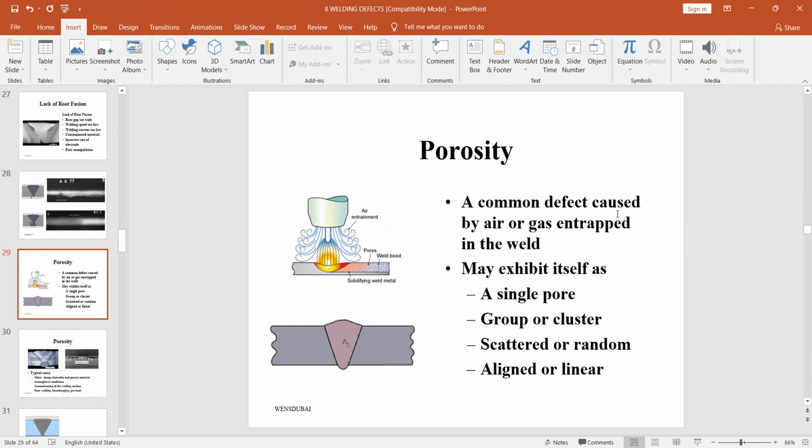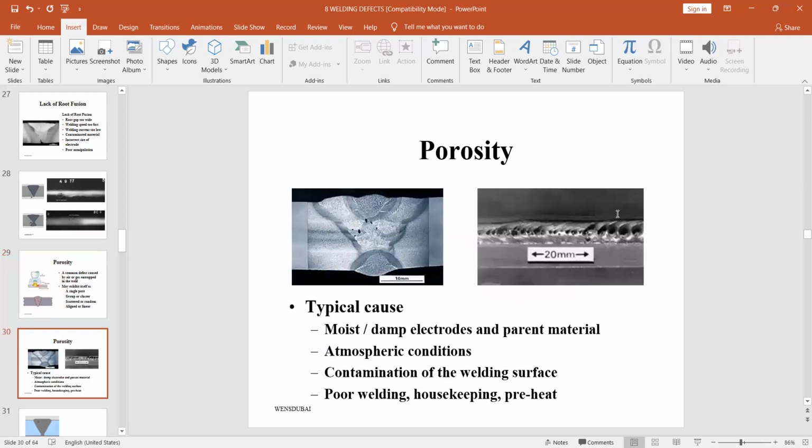So, a common defect caused by air or gas entrapped in the weld may exhibit itself as a single pore, group or cluster, scattered or random, aligned or linear. See, this is the cluster and aligned porosities. Sometimes it is one or two or three, we can say random. Typical causes: moist or damp electrodes and parent material, atmospheric conditions, contamination of the welding surface, poor welding housekeeping, and preheat.